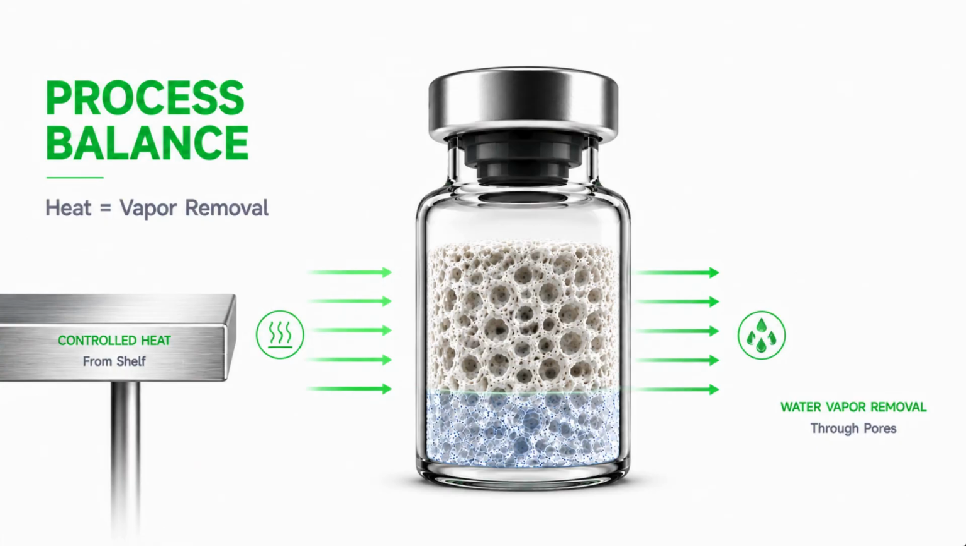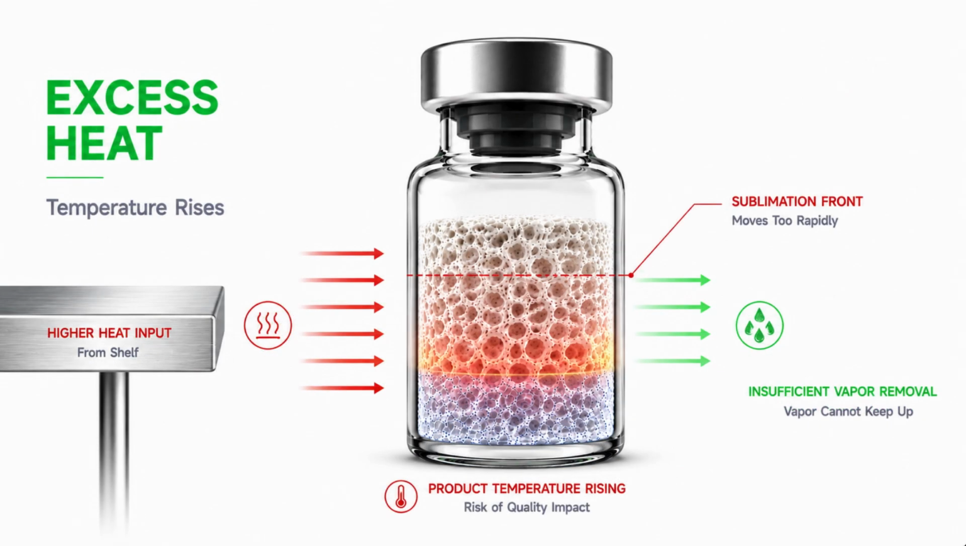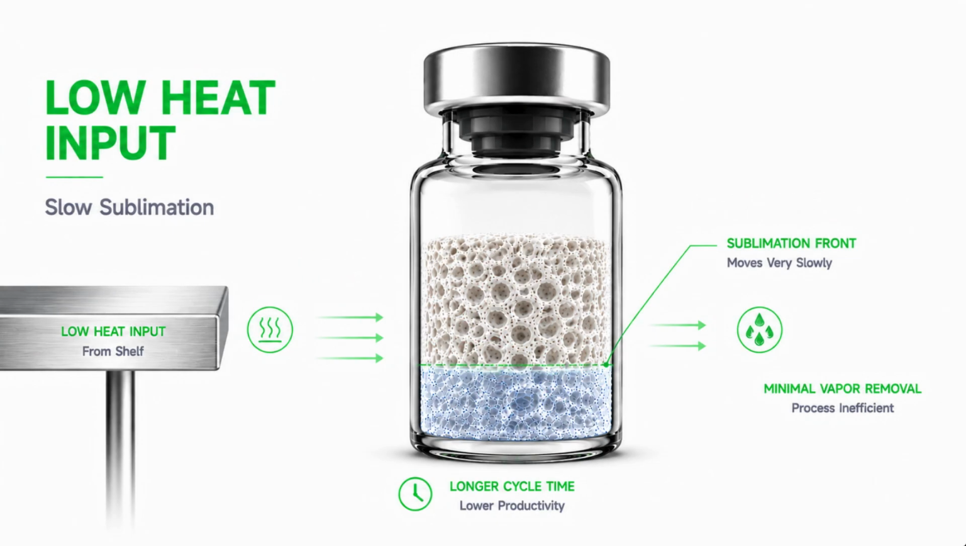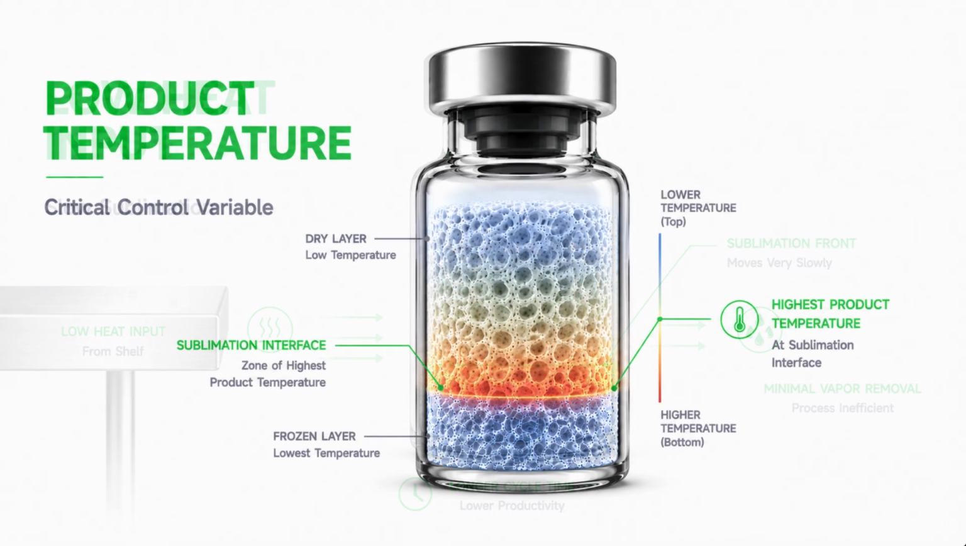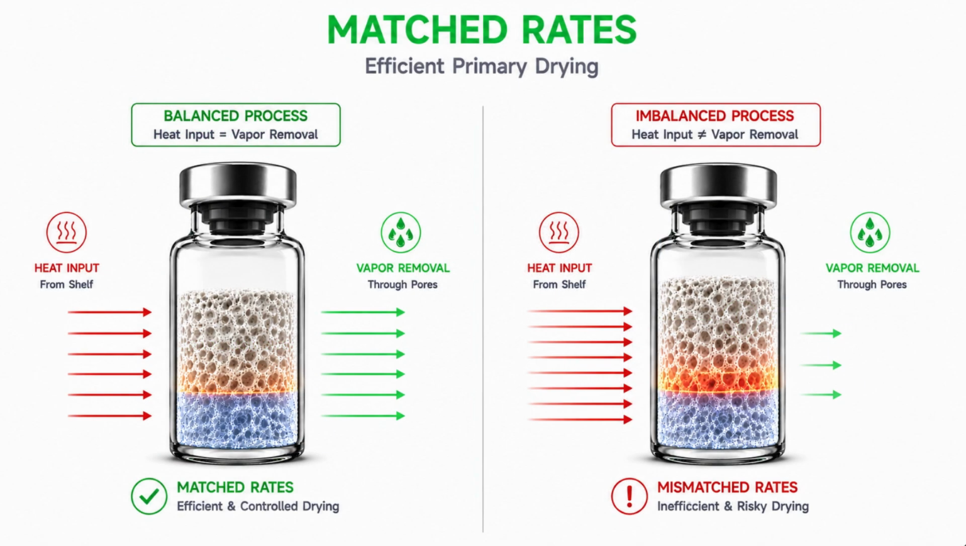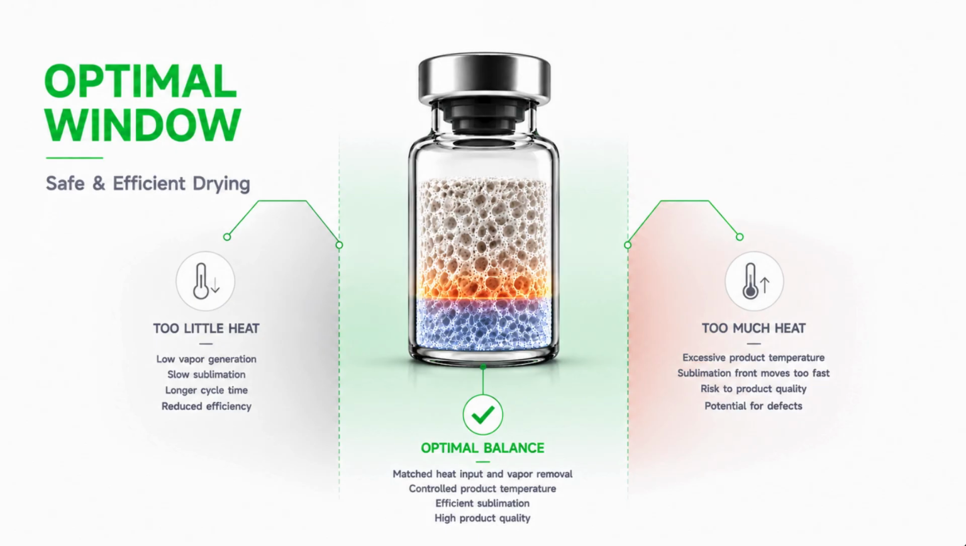Successful primary drying depends on maintaining a balance between heat transfer and mass transfer. If heat enters the product faster than water vapor can escape, the product temperature rises, increasing the risk of exceeding its critical temperature. On the other hand, if too little heat is supplied, sublimation slows and the drying cycle becomes unnecessarily long. The objective is to maintain the product within a safe operating window, where heat input, vapor removal, and product temperature remain in balance, enabling efficient and reliable primary drying.